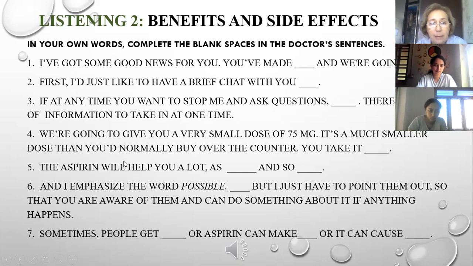Yes, please have a look at the other sentences and in your own words try to complete them. Think, predict what is missing in the sentences, please. A couple of minutes for you. Start, please.